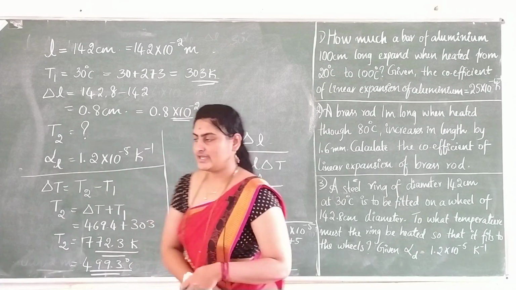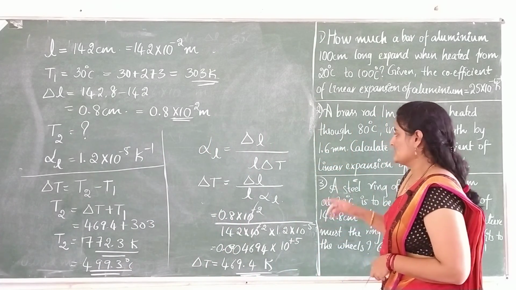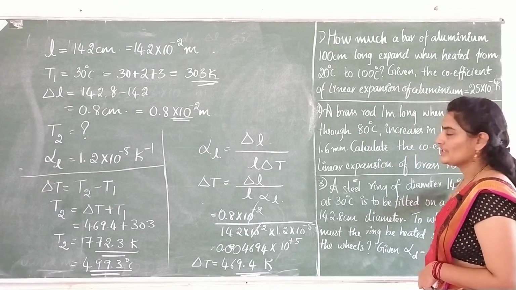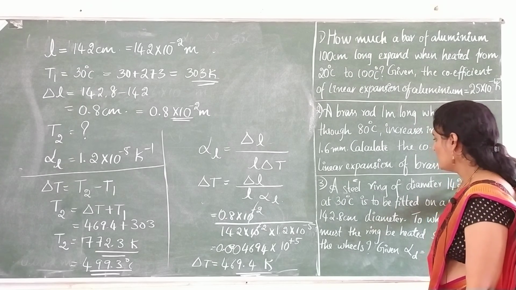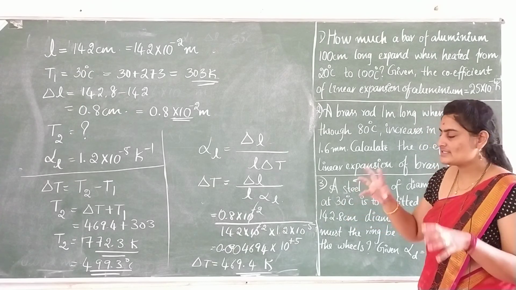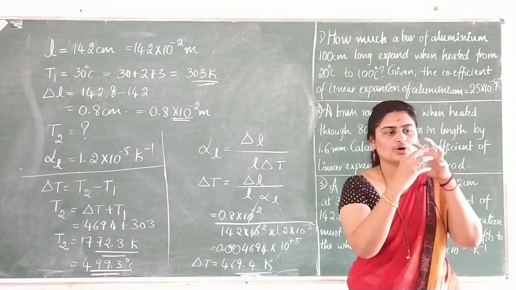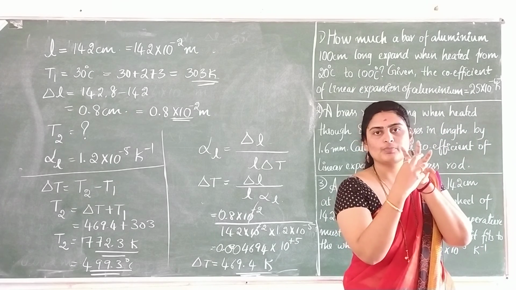I'll explain this once again. See, there is a steel ring of diameter 142 centimeter at 30 degrees Celsius. This steel ring has to be fitted on to a wheel of 142.8 centimeter.